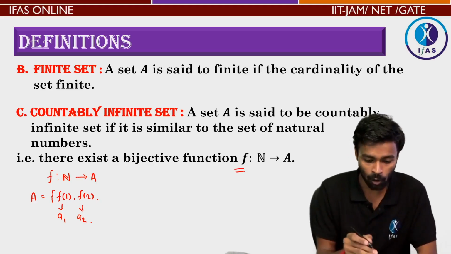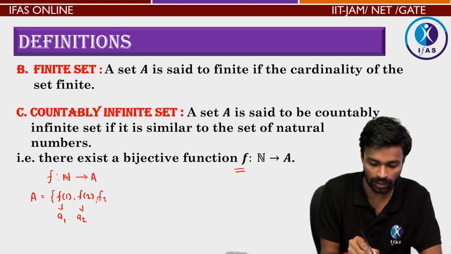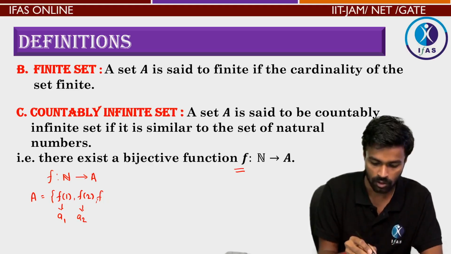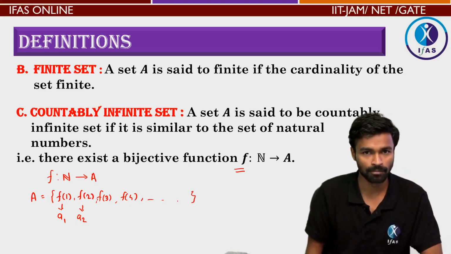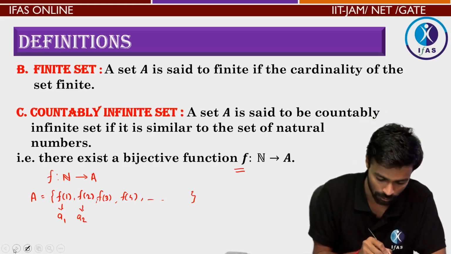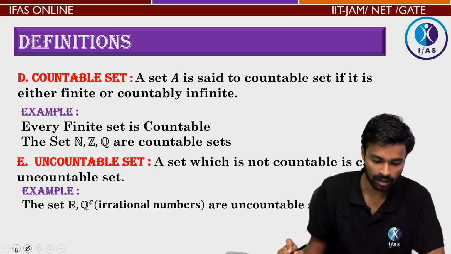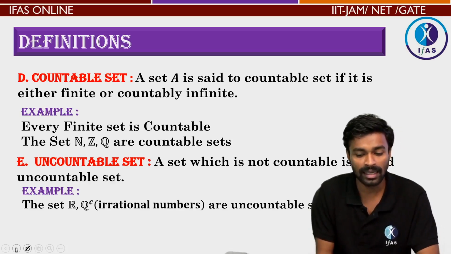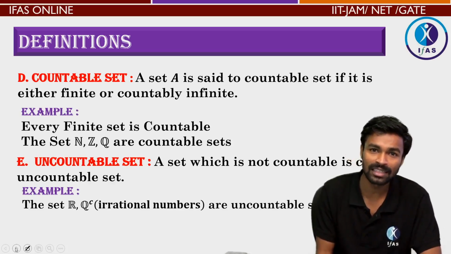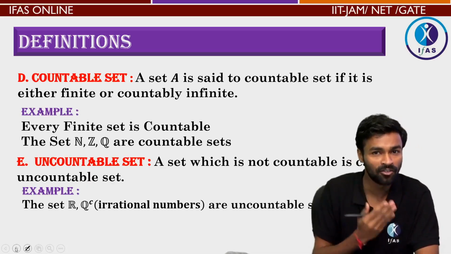So I can count the elements of this set. If I am able to count the elements of this set, then the set will be countable. So this is our countably infinite set. The next definition is countable set. The definition is: a set A is said to be a countable set if it is either countably infinite or a finite set.